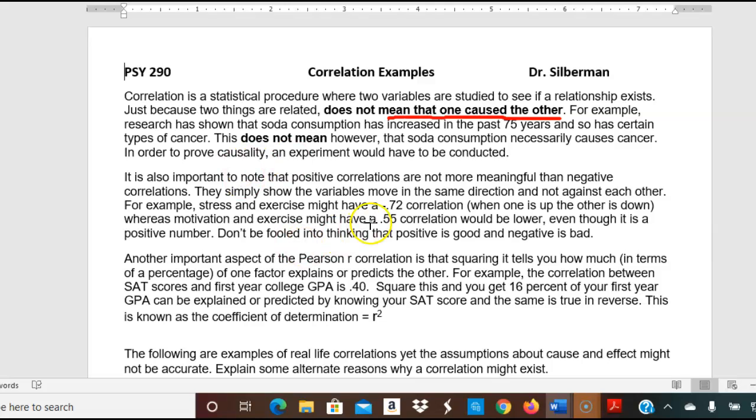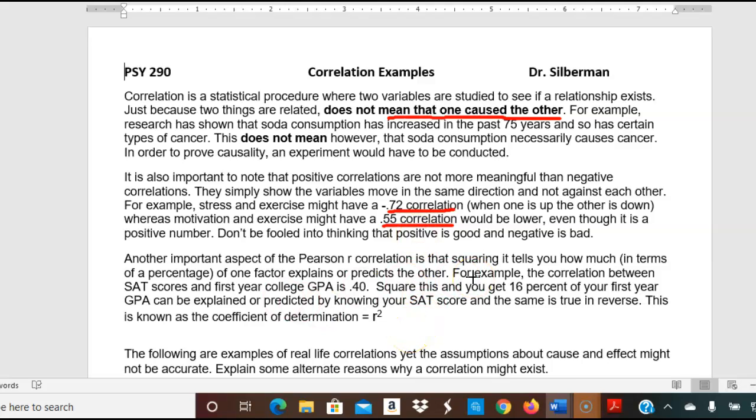Second thing you want to know here, don't think that a negative correlation is necessarily a bad thing. Here's an example of a negative correlation. The more stress you have, the less exercise you get, might be a strong negative correlation, whereas motivation and exercise are moderately related, not completely. So that's just good to know.